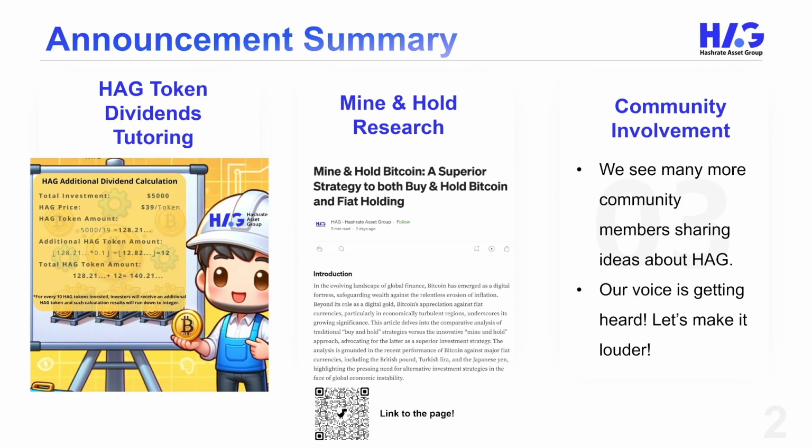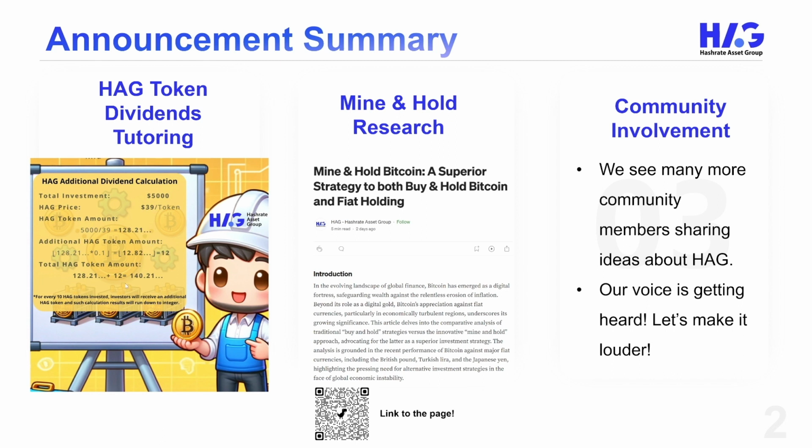The first thing we would like to share is, on the left-hand side, the tutoring material. On this tutorial material, you can see there's a little man, whatever name you want to call him, and also the whiteboard. On the whiteboard, we teach you how to easily calculate how many dividends you could get in the first batch. You can see if you invested $5,000, and since the HHG price is around $39, you get about 128.21 and so on for your invested token.